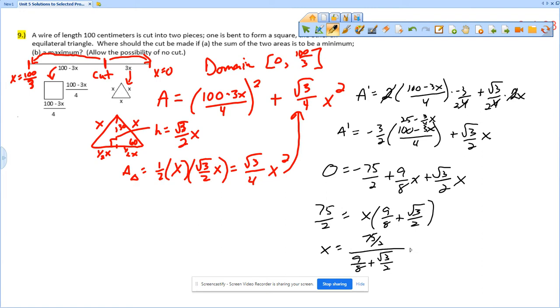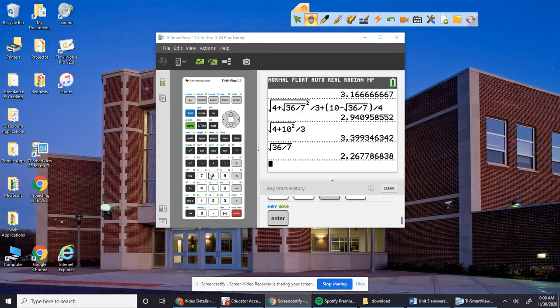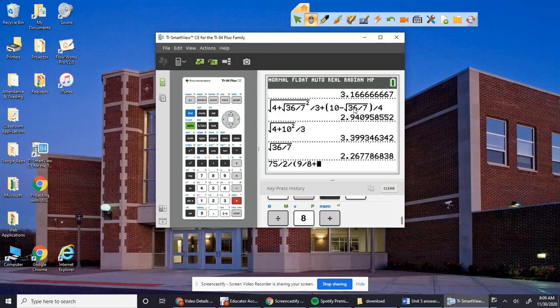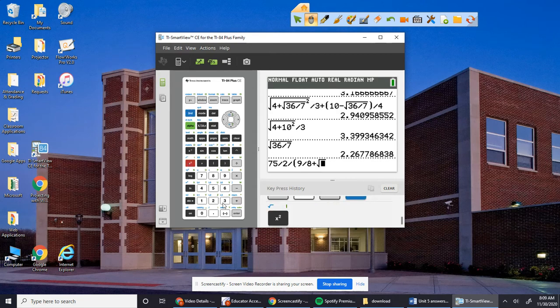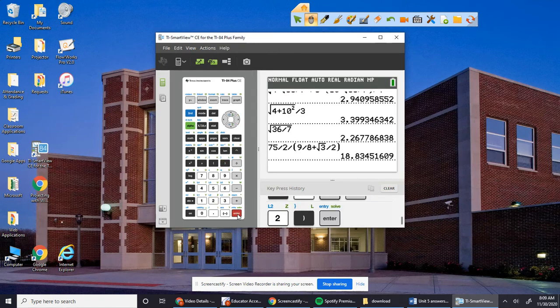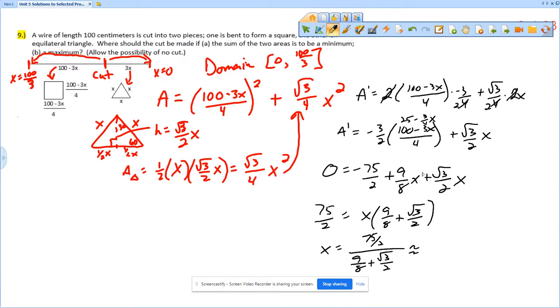Now I do want to do that calculation just so we know where it is. So I've got 75 halves divided by 9/8 plus the square root of 3 over 2. And so that is my number: 18.835. So approximately 18.835. Now that is our x value.